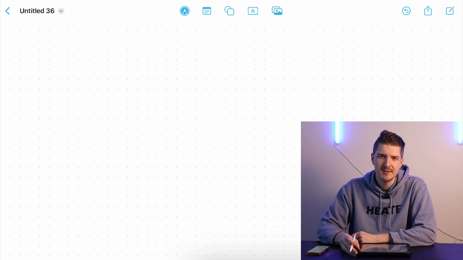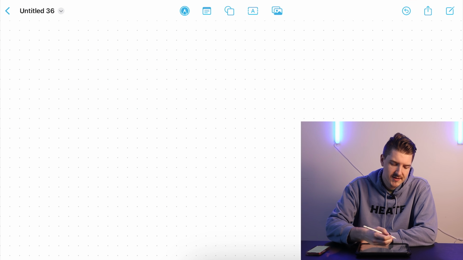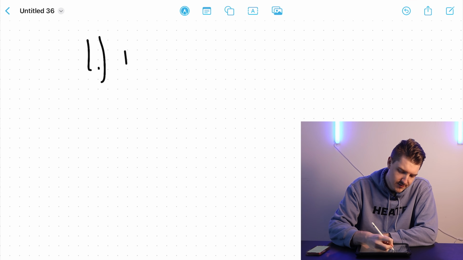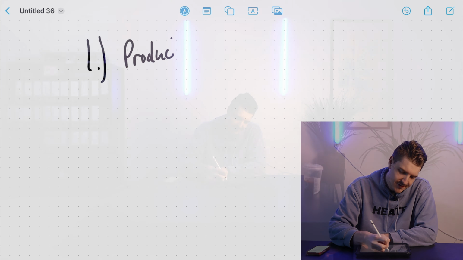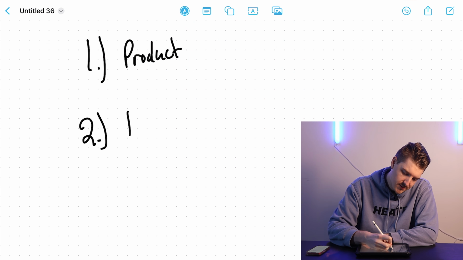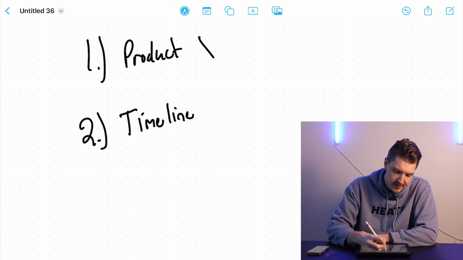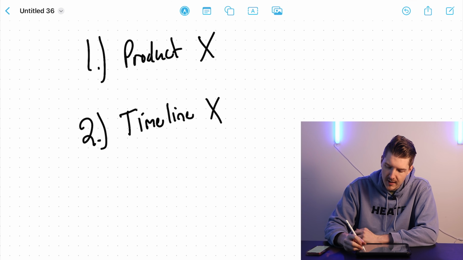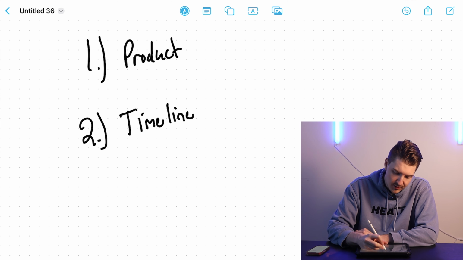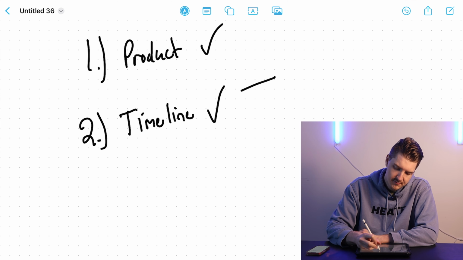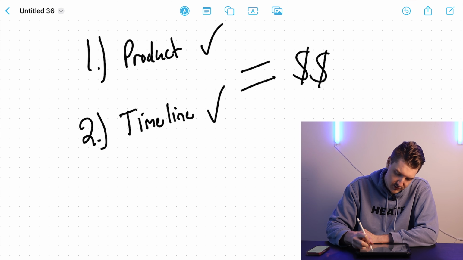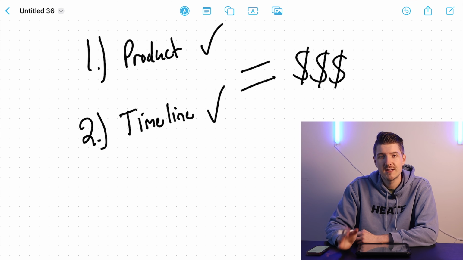So when it comes to launching a product, obviously there's two things that matter, right? Number one is you have your product. That's pretty easy to understand. And then two, what is just as important as the product is the timeline. Now, obviously, if you don't have a good product, the timeline doesn't matter. But if you have a really good product and a really good timeline, guess what, my friends? That equals some serious cash that you can make.